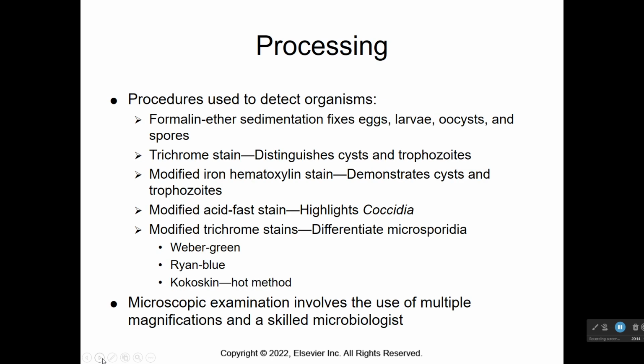So formalin, we use to look at the sedimentation of the eggs, the larvae, the oocysts. We can do a stain to look at cysts. We can do a trichrome stain. There's a modified iron hematoxylin stain. There's a modified acid-fast stain, other modified trichrome stains.